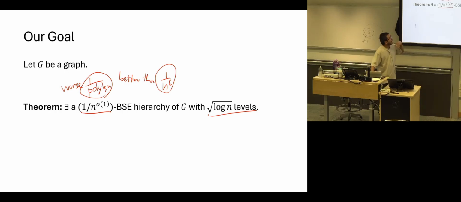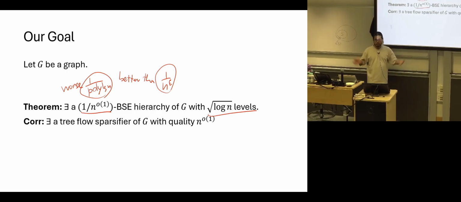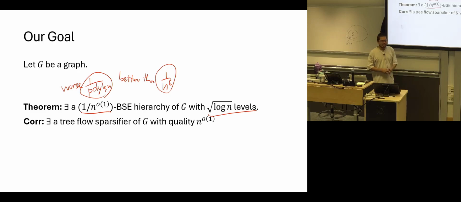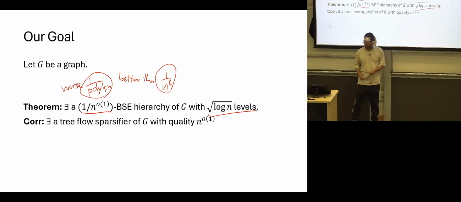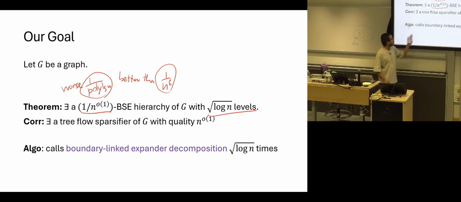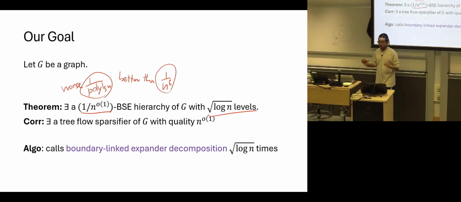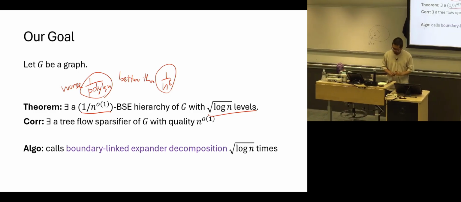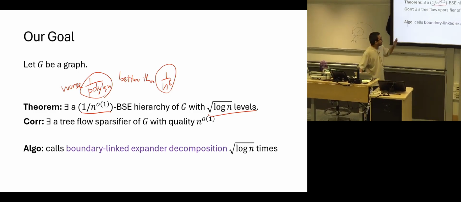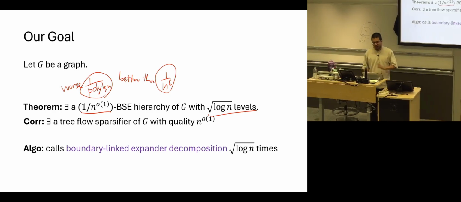But if you recall, once you have this BSE hierarchy, we can get the tree flow sparsifier, which is a really strong object. It's like a tree that approximates the whole graph with this quality. And the algorithm is going to be quite simple. We're just going to call boundary linked expander decomposition square root log n times. It's going to be really simple. You're going to see it soon. So it's going to be really fast, but the quality is n to the little o(1). Quite good, but not ideal.